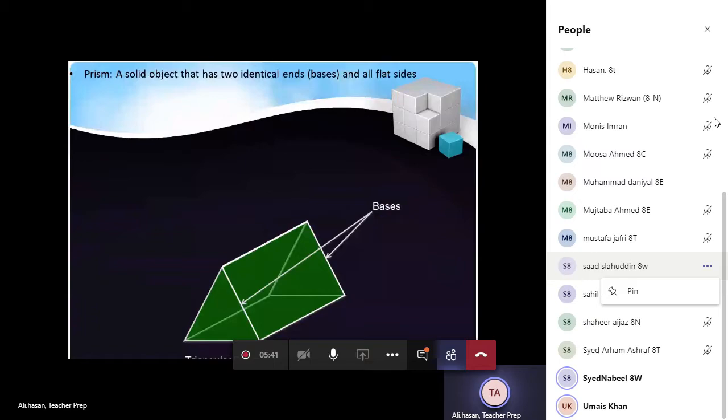Okay, on the left it is a rectangular prism, and on the right it is basically a triangular prism. Why? Because the end was triangular, so we call it a triangular prism. And the end was rectangular, exactly, hence we called it a rectangular prism. Such an easy point.